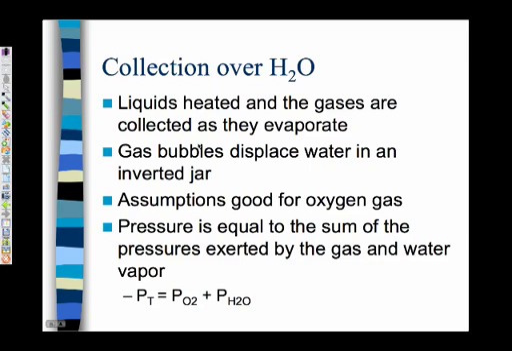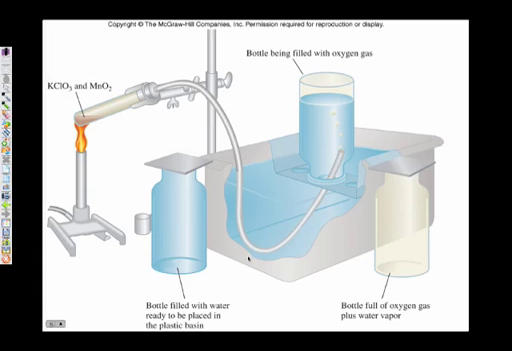Now a lot of times gases will be collected after they've been bubbled through water, and when you do that you're going to have some water vapor collected within that sample. The gas bubbles displace water in an inverted jar, and the pressure is equal to the sum of the pressures exerted by the gas and the water vapor. So here's an example. If we're using O2, it's just like Dalton's partial pressure law, but we're always going to have a partial pressure of water, and that will change depending on the temperature.